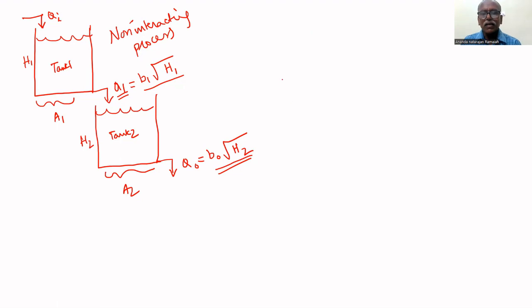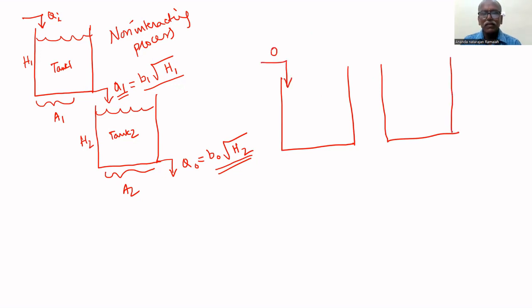But on the other hand, the tanks are like this. Same level. The inflow rate to the first tank is QI. The outflow rate from the second tank is Q0. The level in the second tank is H2. Similarly, the level in the first tank is H1. The flow rate from the first tank to the second tank is Q12.